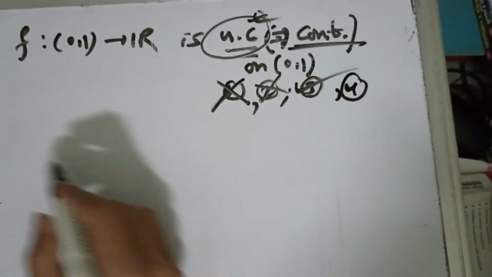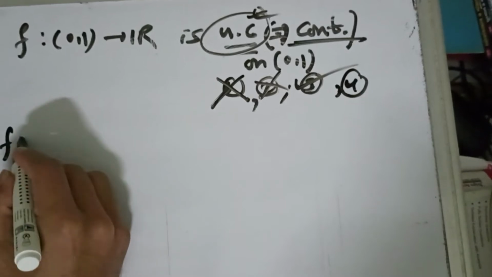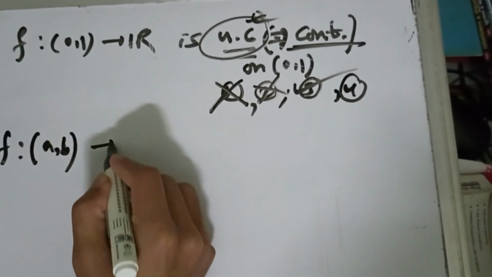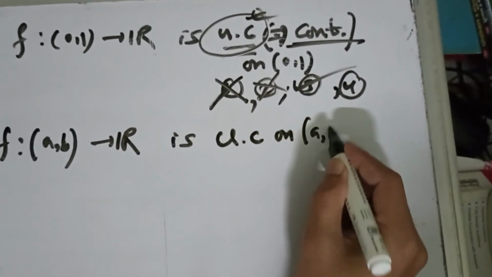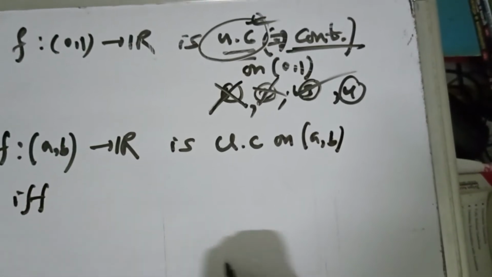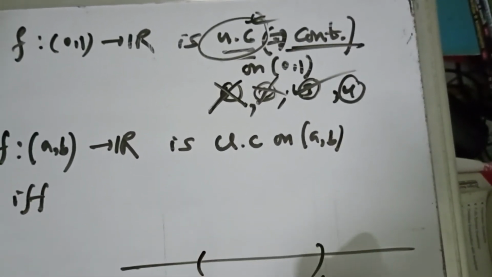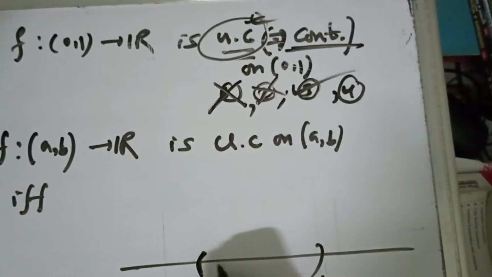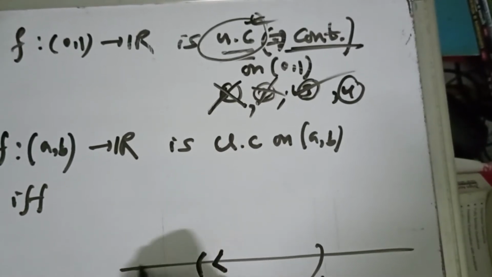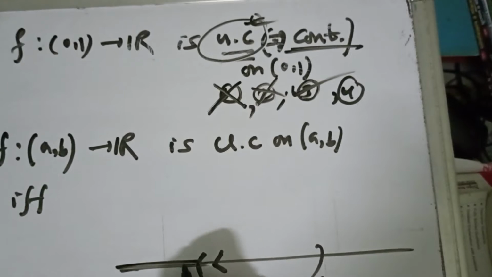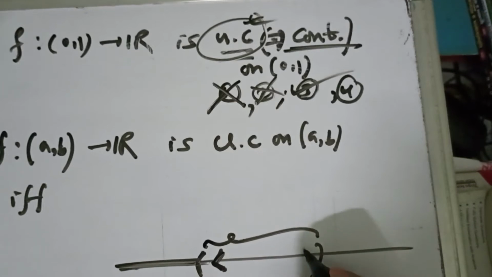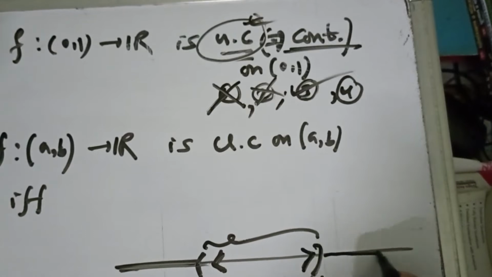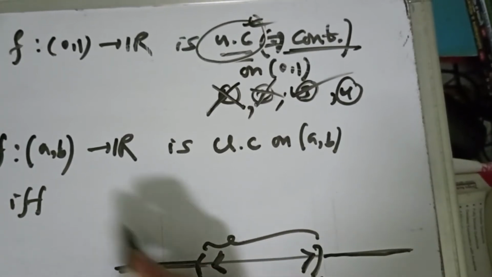What about option 4? We know the result: a function f from open (a,b) to the real numbers is uniformly continuous on open (a,b) if and only if the limit at the endpoints exists. If you go toward a, we have to approach from the right, because on this portion f is not defined. F is defined only in this interval, so we take the right limit, and in the case of b we have to take the left limit. There is no left limit at a, because the domain is open (a,b).